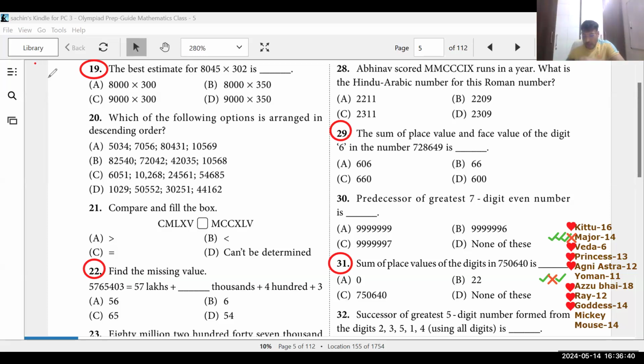All right, guys, so look here. First one, everyone got it correct. That's great. So it is 8,000 into 300. Second one, who got it wrong? Yo man, what is the problem? This is 57 lakhs. This is 403. So what is missing, yo man?